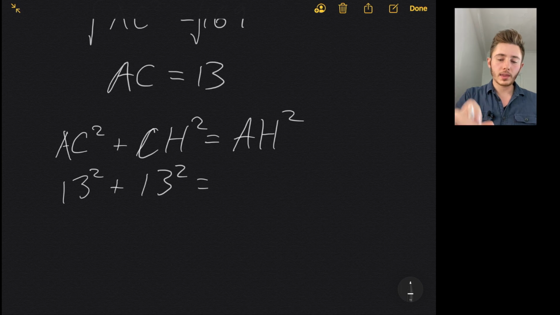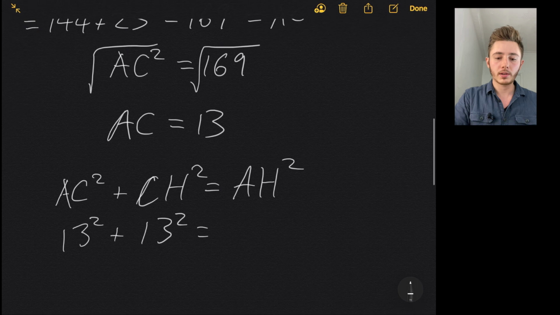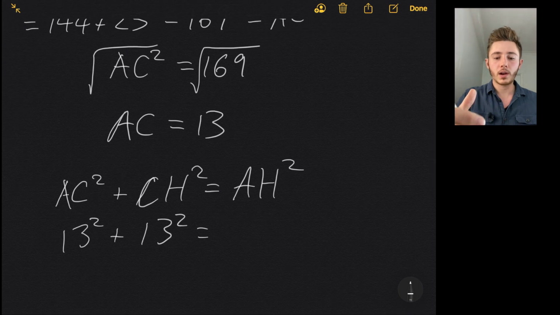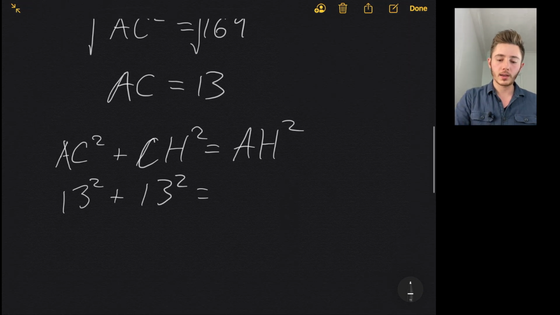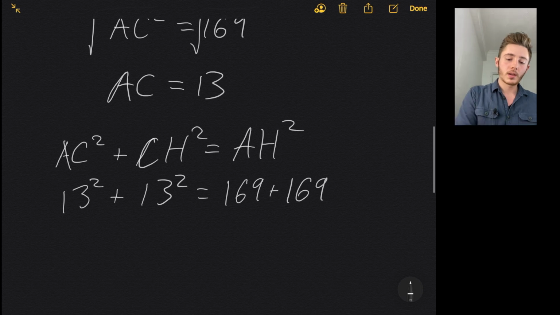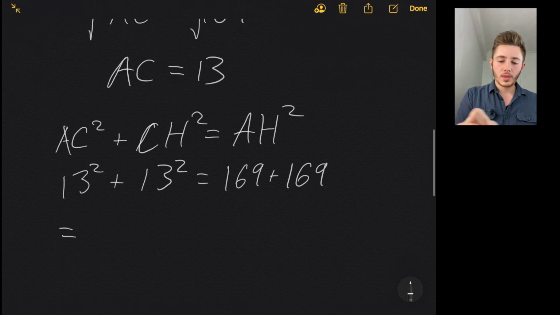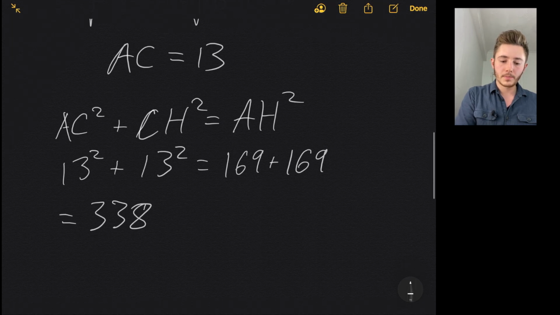Again, this is one thing you want to do: always use information you have previously in the question. Because we knew the square root of 169 is 13, you should be able to get straight away that 13 squared is 169. 169 plus 169 will give us 338, which is AH squared.